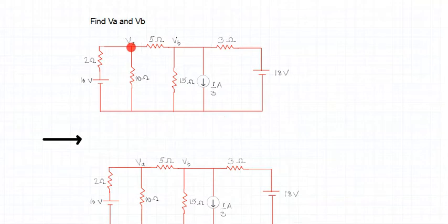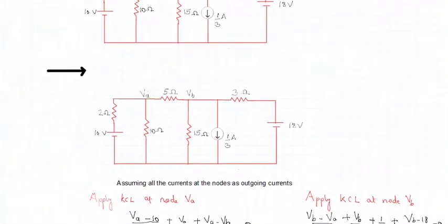So to simplify the analysis, we are going to assume that all the currents at this node are outgoing currents. A similar assumption applies to node B: all the currents with respect to node B are outgoing currents. With this assumption, we now start the nodal analysis. The next step is to apply KCL.